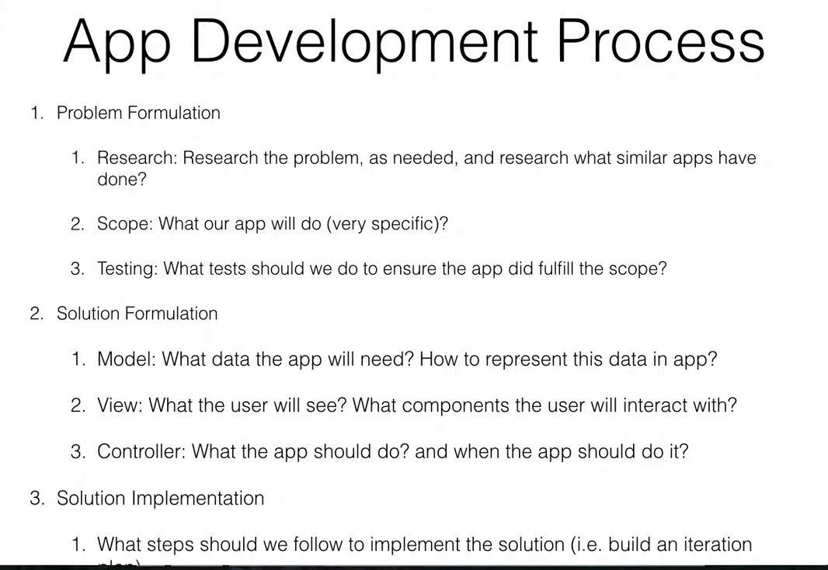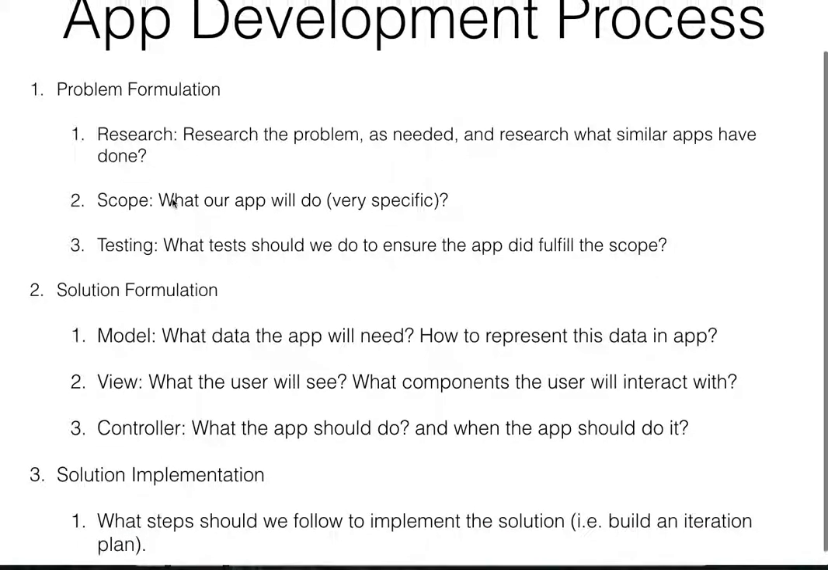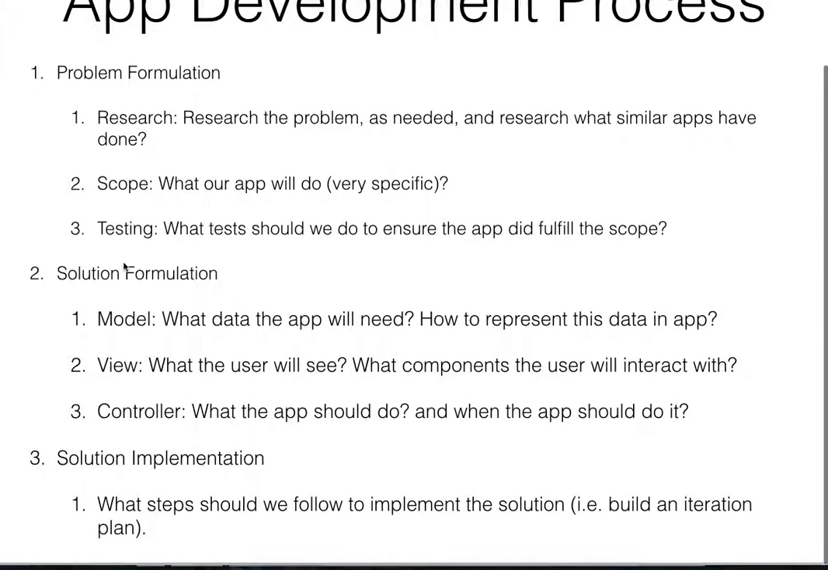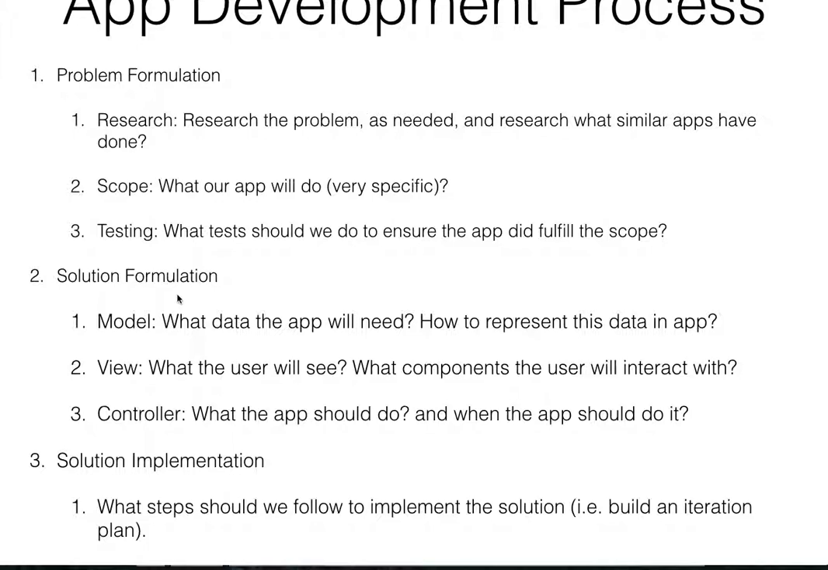To review quickly the app development process, there are three primary steps: problem formulation, solution formulation, and solution implementation. In the problem formulation, we do some research, identify the scope of the app, and how we are going to test it. In the solution formulation, we follow the model view controller design pattern. So we ask questions about the model, or the data that the app will need or interact with, the view, what the user will see, and the controller, the logic that the app needs to process.